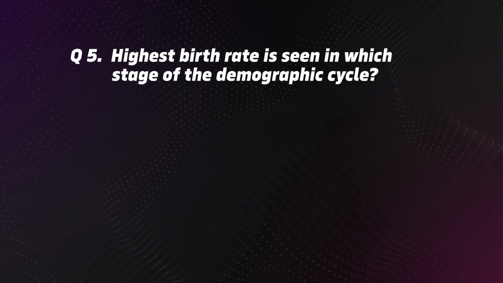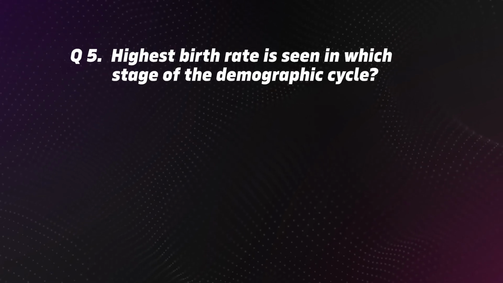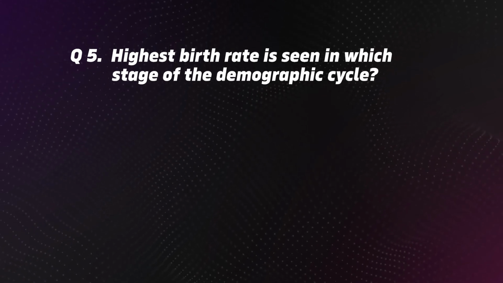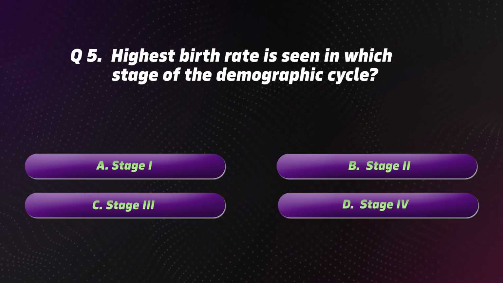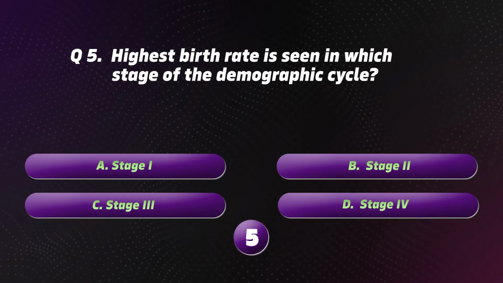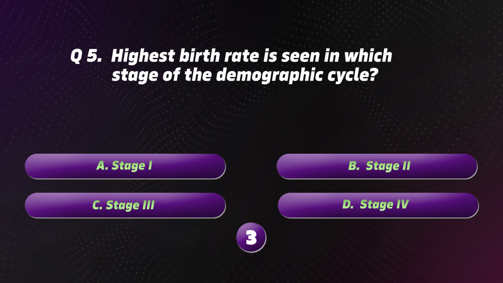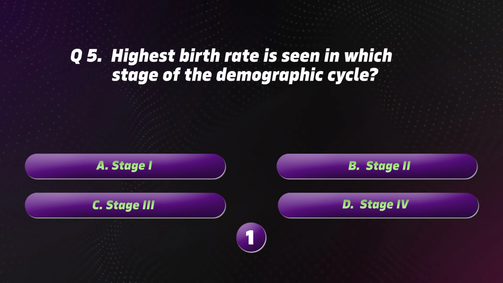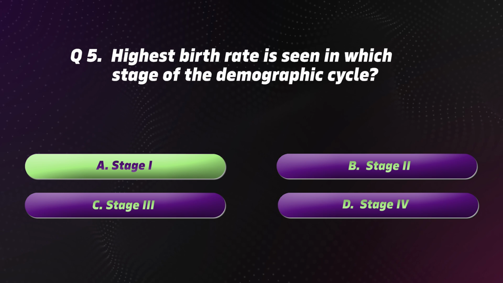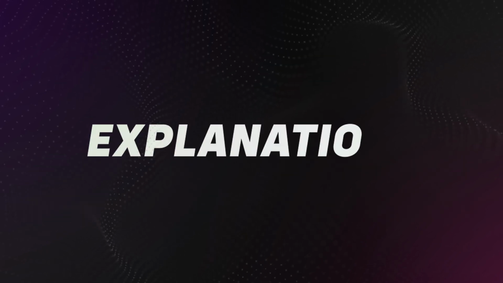Question 5. The highest birth rate is seen in which stage of the demographic cycle? Here are the options. A. Stage 1. B. Stage 2. C. Stage 3. D. Stage 4. And the correct option is A. Stage 1. Here is the explanation.